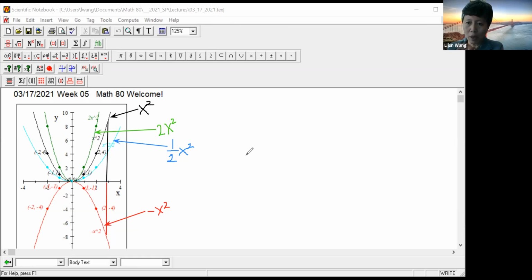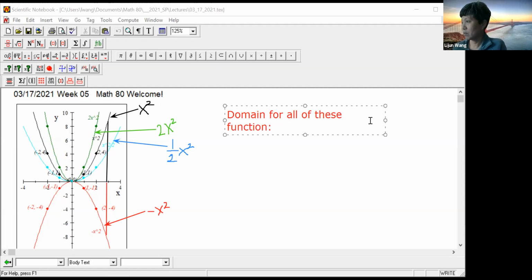In terms of domain, they all have the same domain, all real numbers. By range, however, let's look at the range. So domain wise, no problem. The domain for all of these functions is all real numbers.